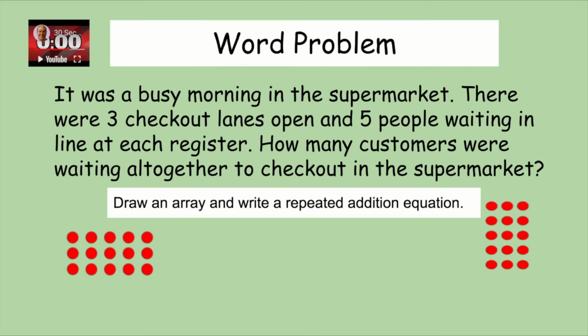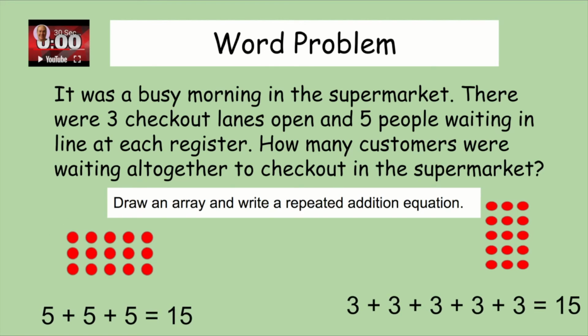If you drew an array with 3 rows of 5 circles or 3 columns of 5, either of those is correct. What will change is that you will have different repeated addition equations. Either way, we will have an answer of 15 total customers waiting to check out at the supermarket. So these are your 2 possible answers. 5 plus 5 plus 5 equals 15, or 3 plus 3 plus 3 plus 3 plus 3 equals 15.